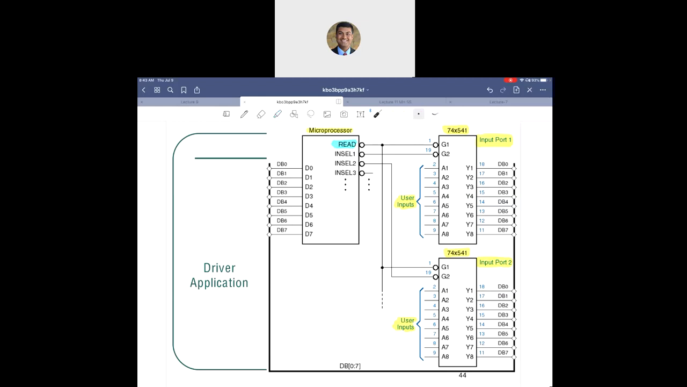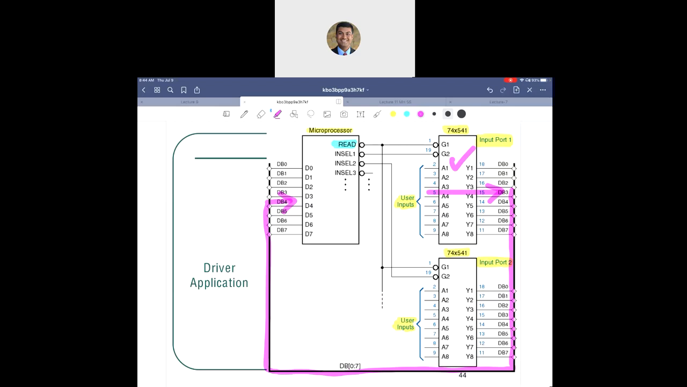Which means I want to take, let's see, I'm going to try to map this. So if I'm trying to read input port 1, how is the movement of data? The data is going to move this way. For input port 1, first, I will need to enable this guy, right? Then my 8 inputs will move this way. Then on this bus that is shared, they will move back in to the read port of the microprocessor. That's when I'm reading the user inputs on input port 1. So I would need to enable the top 74X541, and I would need to disable the bottom 74X541.